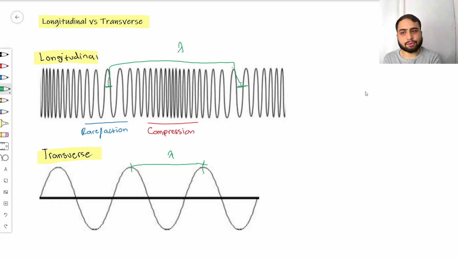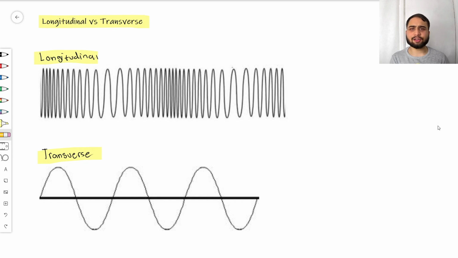And where there are two compressions, let's say from here to here, that's also a lambda. And in fact, with longitudinal waves, you don't really need to be able to label the amplitude, so there are only two things you have to worry about: where the compressions are, where the rarefactions are, and you need to remember that where there are two of the same, the distance between those two is the wavelength.